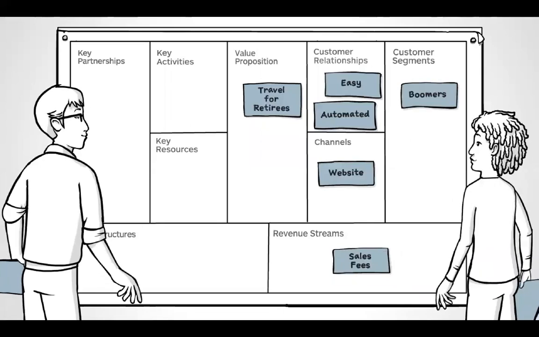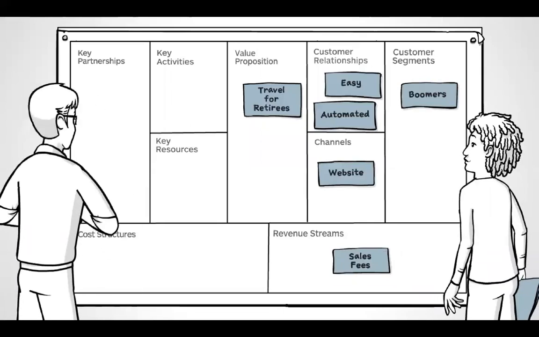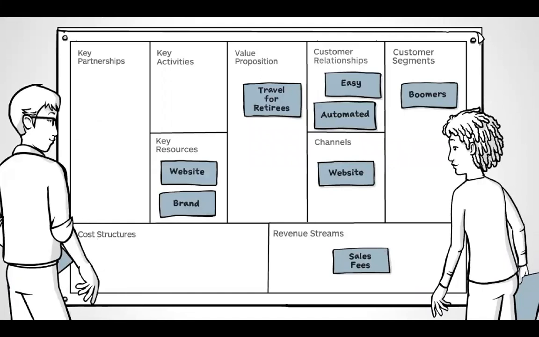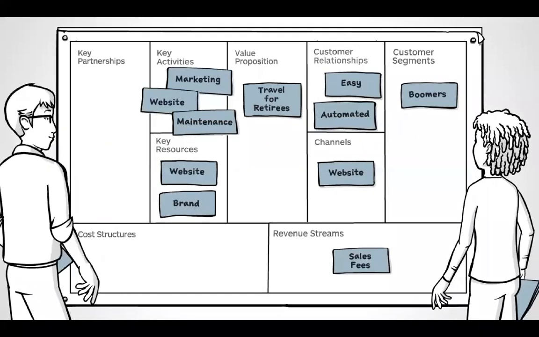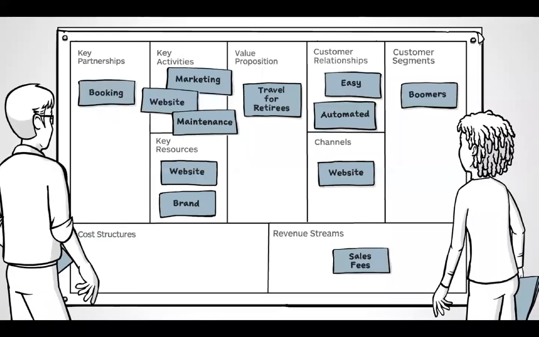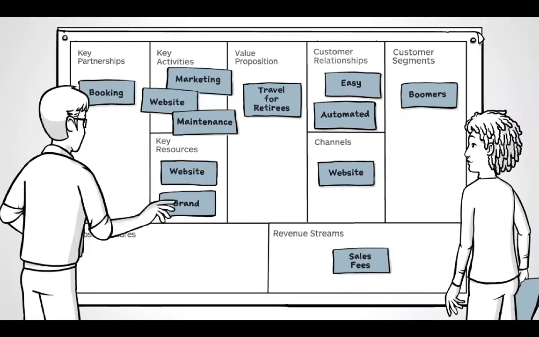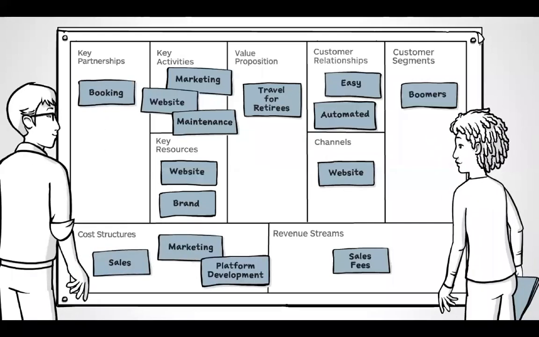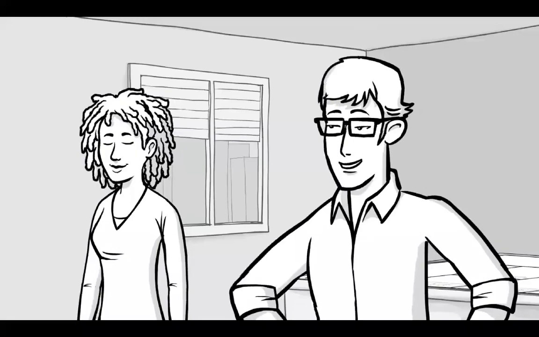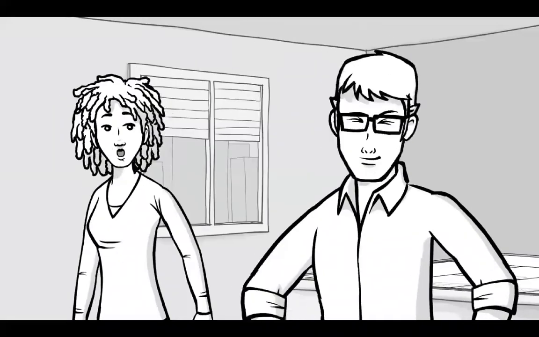Next, you figure out what key resources you need to offer all that, like a reliable website and brand recognition. Carl's thinking his key activities will be marketing, website, and maintenance, and then partners will do the booking. And finally, where your costs will come from. Sales, marketing, platform development, all that will cost you. There you go, your first model. But don't expect a medal or a breakthrough.